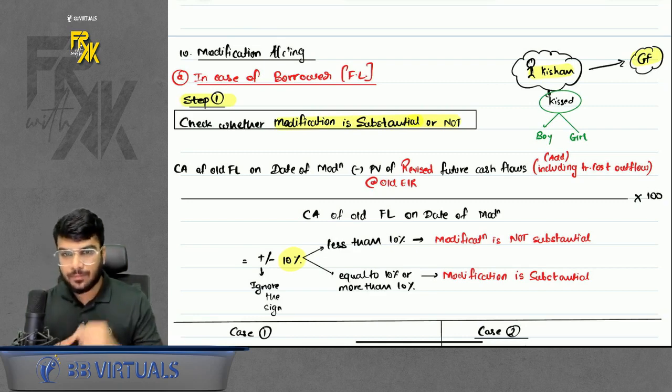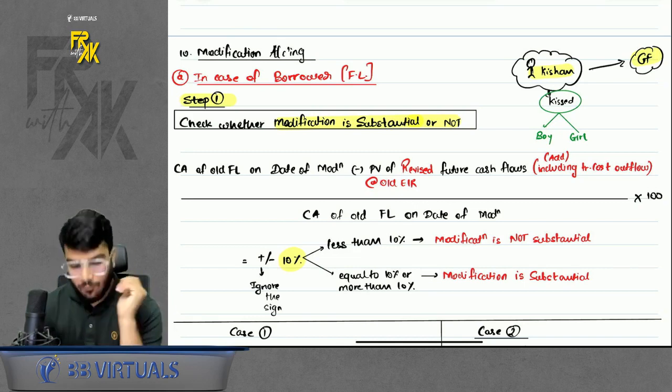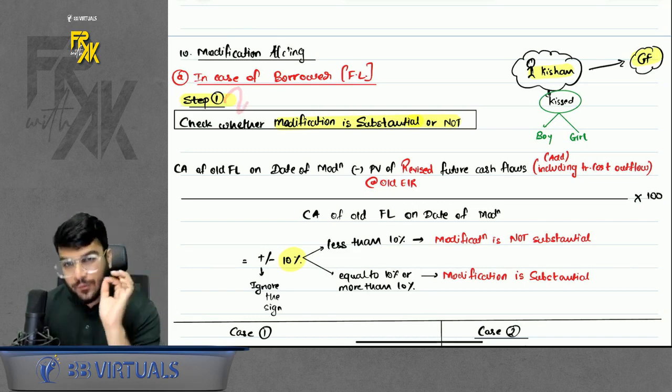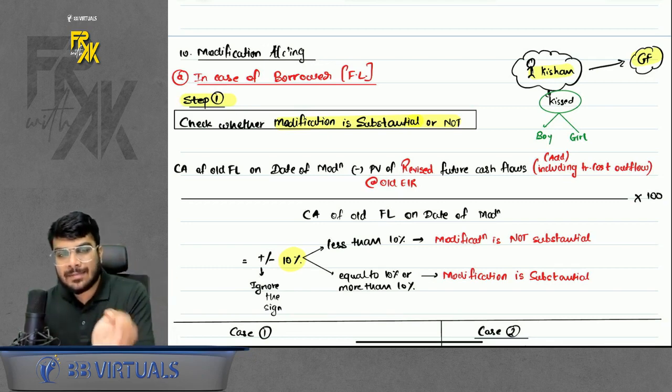So first of all, in modification accounting also I have given you specific steps. What is going to be my step number 1? First you will identify whether this modification is substantial or not.